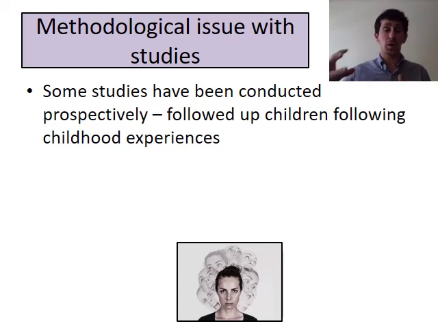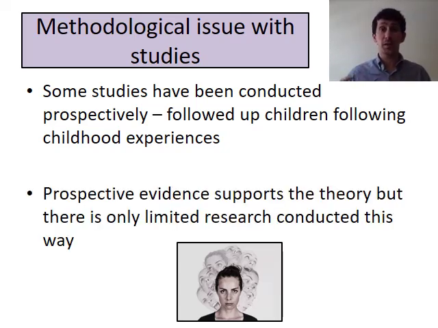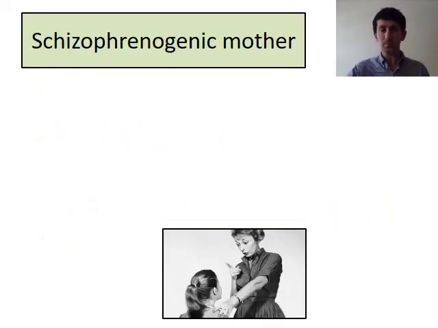Okay, so once a child has experienced some childhood abuse, sexual abuse or physical abuse, those children have been followed up throughout their lifetime. And although this prospective evidence does support the theory that if you experience abuse in childhood, you go on to develop schizophrenia, it is only limited. There haven't been many of these studies done. So although it supports it, there are only very few, which limits that research.